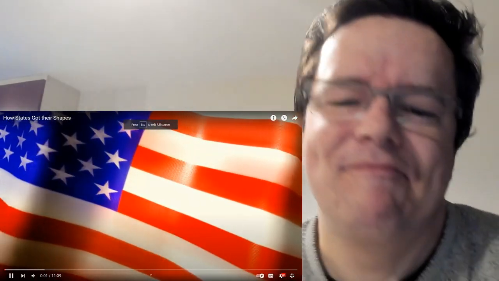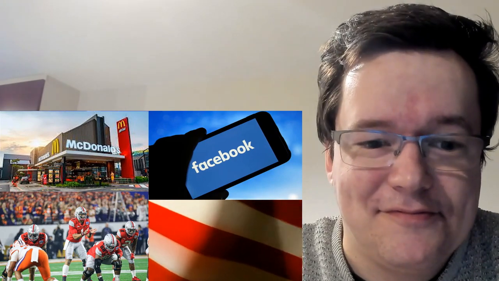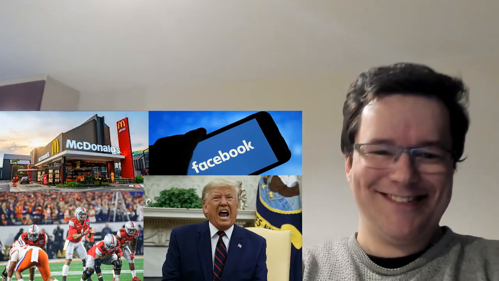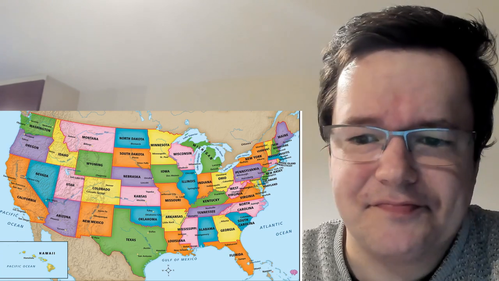Let's go. The United States, the home of McDonald's, Facebook, football, and Donald Trump. Of course, when you see a world map, we can recognize the shape of the mainland United States, but also we know that Hawaii and Alaska aren't part of the United States. Actually, the U.S. is comprised of 50 different states.